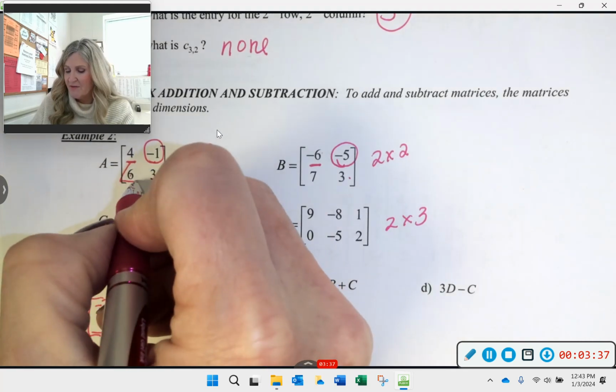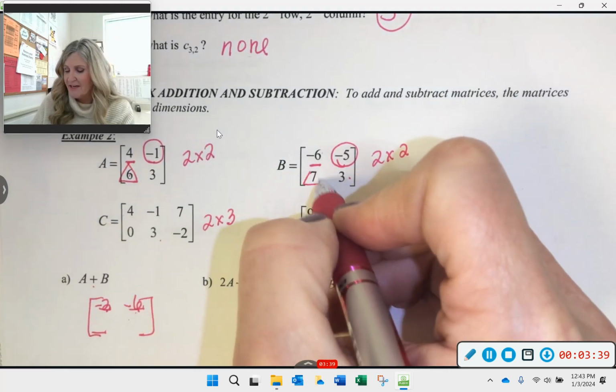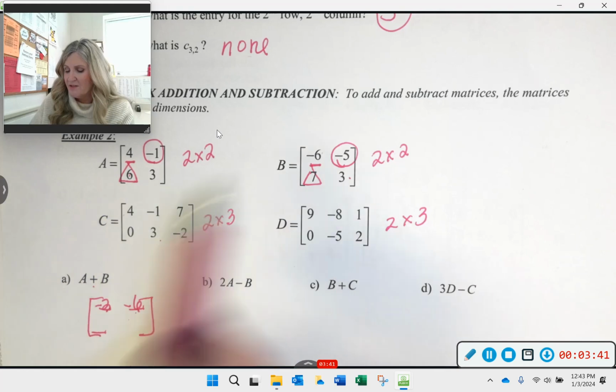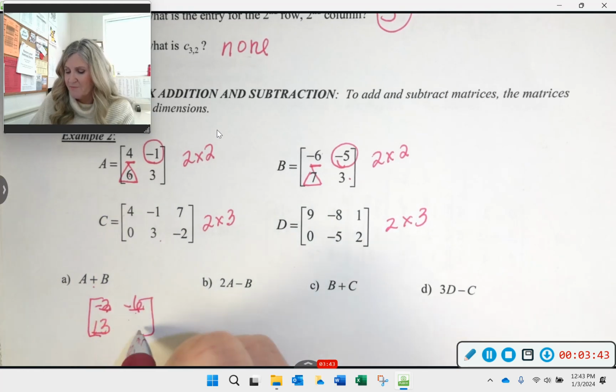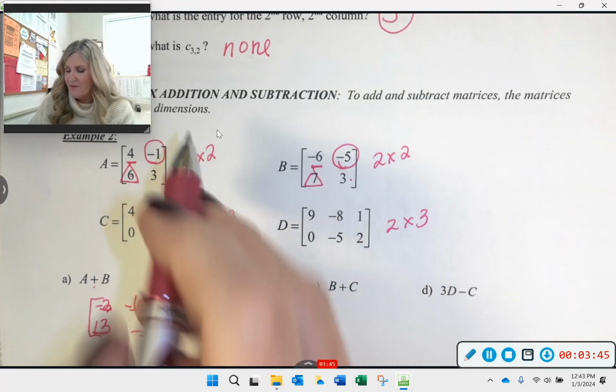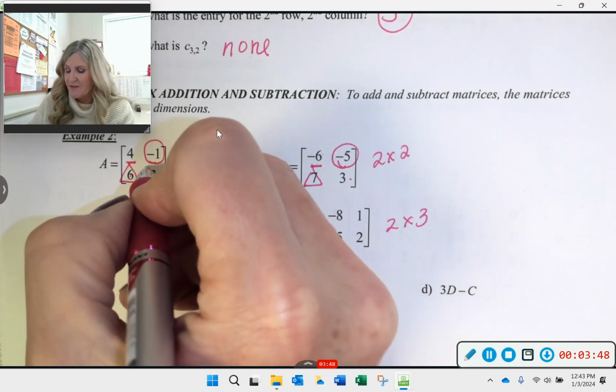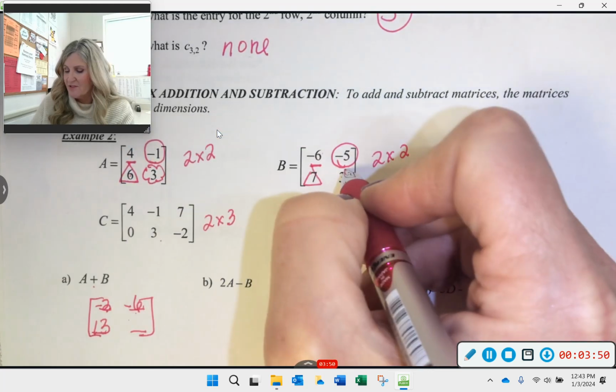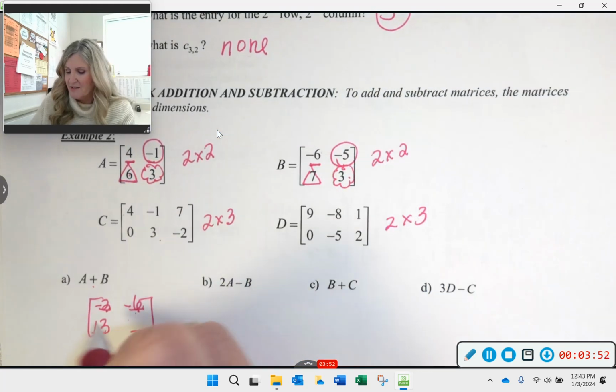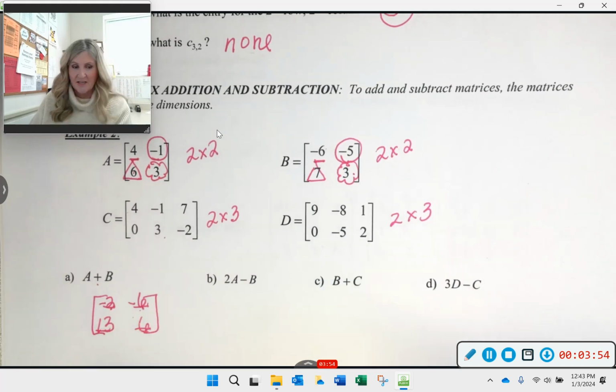These are in the same spot. They're in the second row, first column. So I'm going to get 13. And here we are going to have, let's use squiggles. These two are in the same position. Second row, second column, and I'm going to get 6.